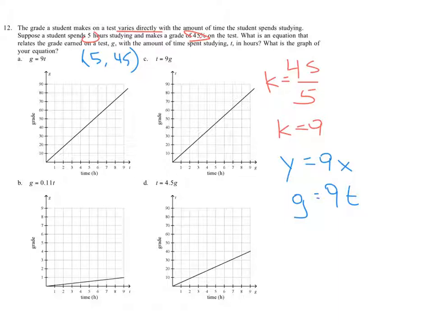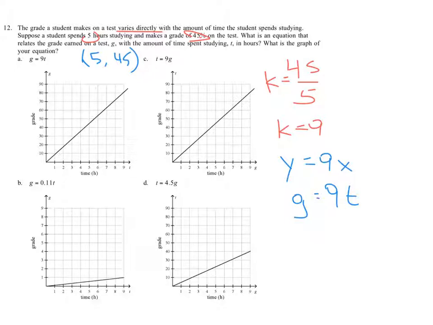Okay. Now this graph on C looks exactly the same. How can you tell it apart? Well, if you took the time, let's say 5, and the grade of 45, you would end up getting 5 if you replaced t, the time, with 5 down here, and g with 45, you'd get 5 equals 9 times 45. 9 times 45 is not 5. Okay, so that's not an equation that's going to get you that answer.